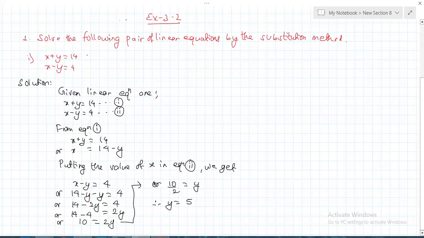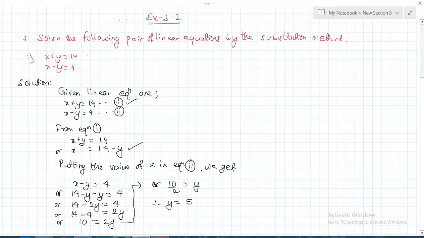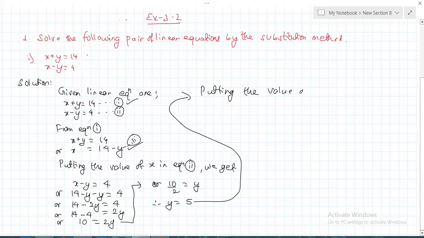Now we have to find the value of x. We can find the value of x from any of these equations. We can put the value anywhere, here also or here also. Okay, now for the easiest one, we can put the value here. Let us suppose this is equation third. So now, putting the value of y in equation third.